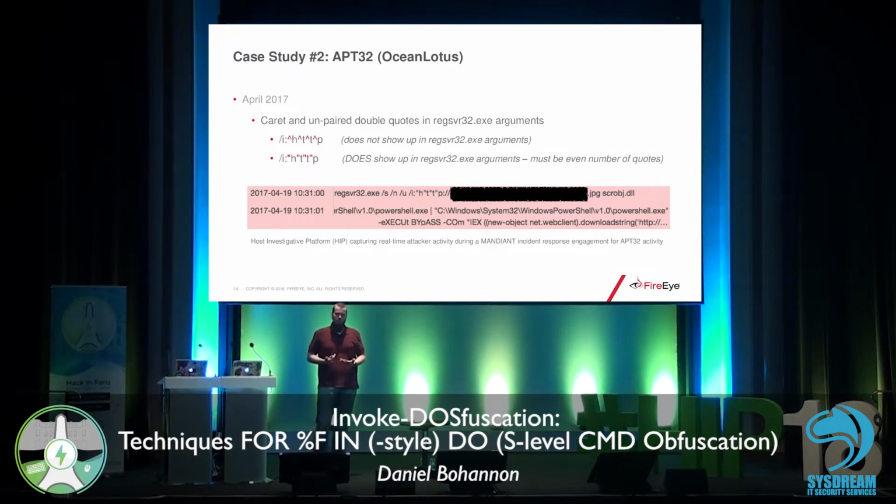The next one was APT32 two months later, and they were using Casey Smith's Squiblydoo usage of regsvr32.exe to download a remote SCT payload and execute it. Originally we saw them using cmd.exe's caret characters, which are the escape characters, to break up detections that are looking for /i:http. But then we saw them using the double quote.